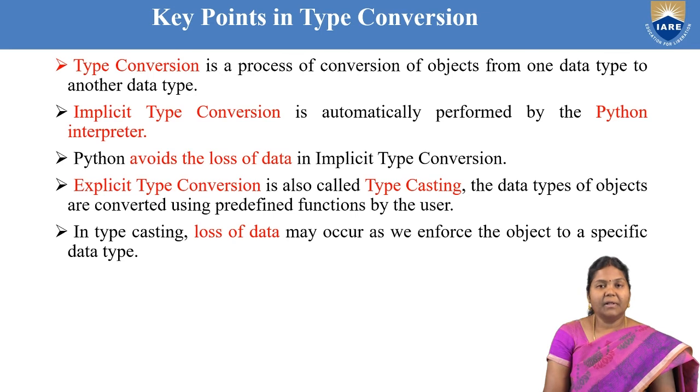Now coming to the conclusion, the key points of explicit type conversion. Type conversion or typecasting is nothing but the process of converting one data type to another data type. Second, when you try implicit type conversion, no user involvement is required. The Python interpreter will automatically take care of it. That is called implicit type conversion. But for explicit type conversion, which is popularly known as typecasting, you have to use certain predefined functions and do it on your own. That should be done by the user.